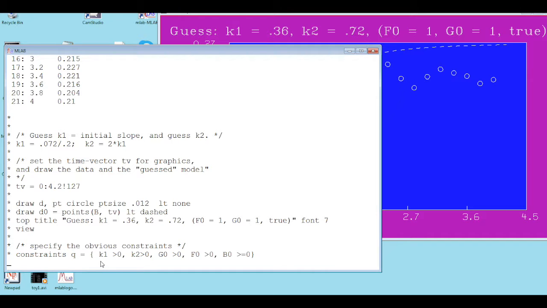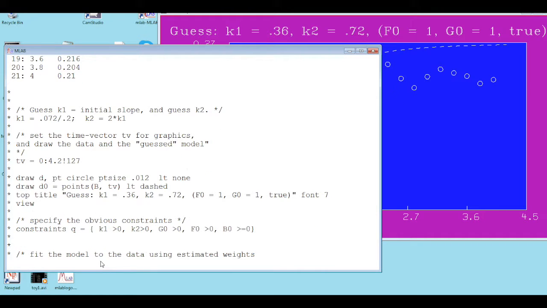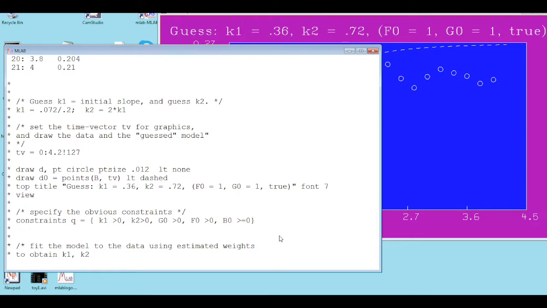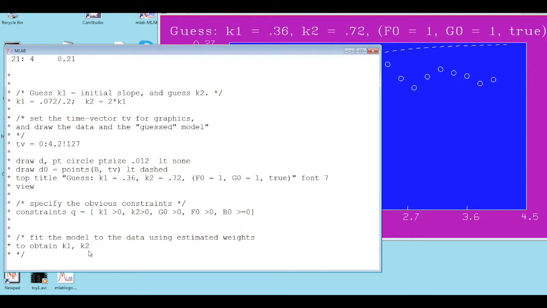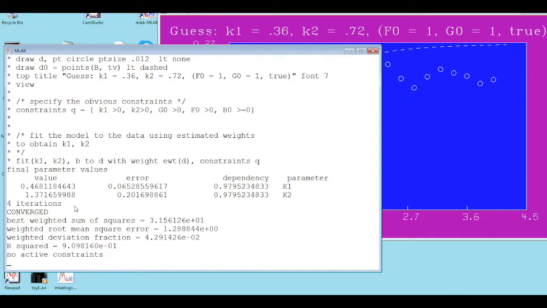Okay, so continuing, we have a set of constraints that we've defined. Now we're actually going to fit the model to the data. Try to estimate K1 and K2. So fit the model using estimated weights, whatever they are. I'll say a little bit about that in just a minute. But here is the fit.